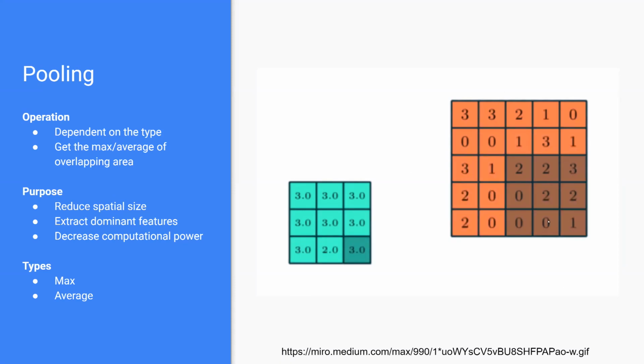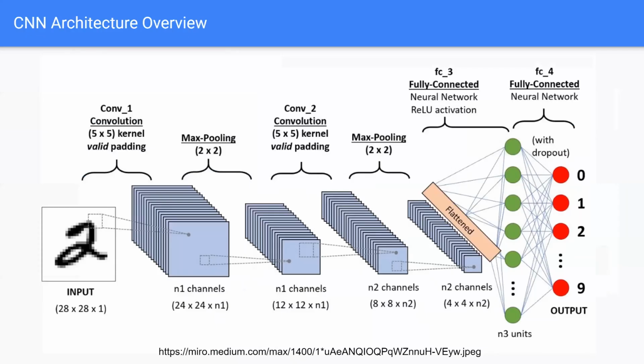And why we want to do this is, as you can see, this is the input image, and what's being moved would be the overlapping parts, so the kernel, and then this is the output. So you can see we've reduced the spatial size, and because we're taking the max or the average, we're also extracting the dominant features. Because of this, we'll be able to decrease the computational power, which is always nice because you don't want to consume too much power. So this is the pooling layer. So now we have nicely extracted features.